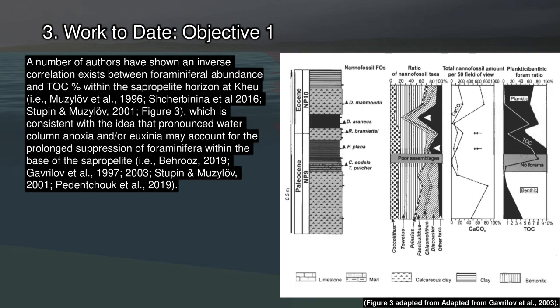We can see this here quite well: every time we have an abundance of foraminifera, they seem to have this sort of inverse correlation. When TOC goes up, foram abundance goes down, and vice versa.